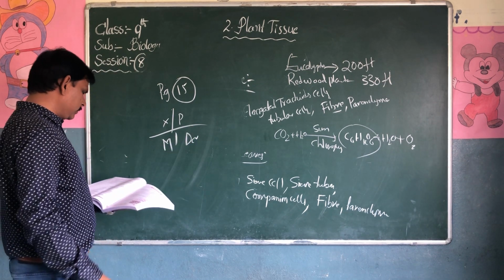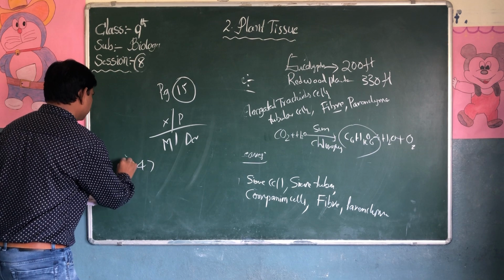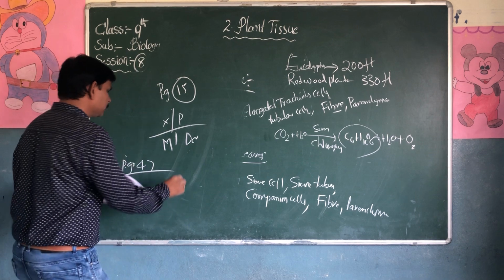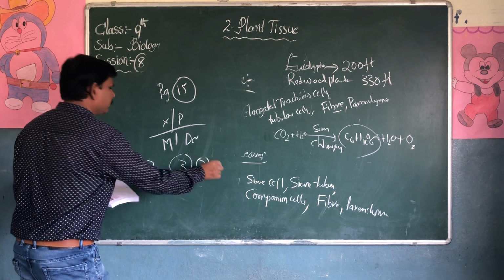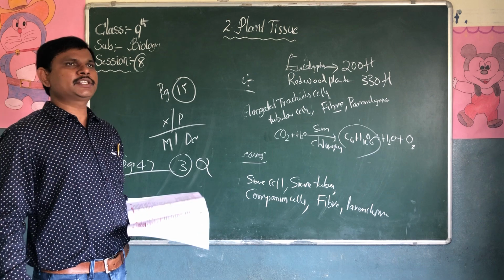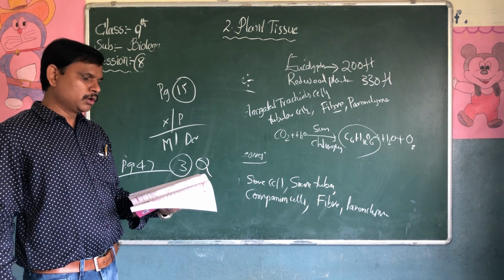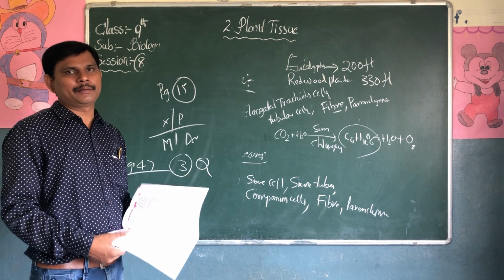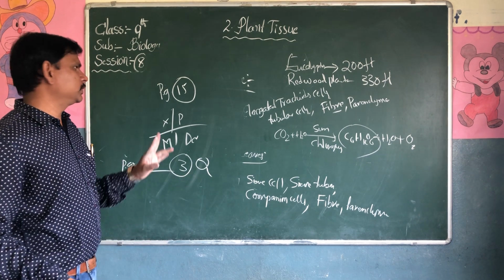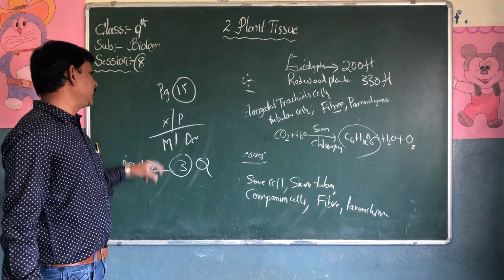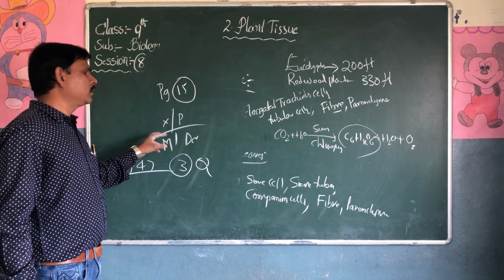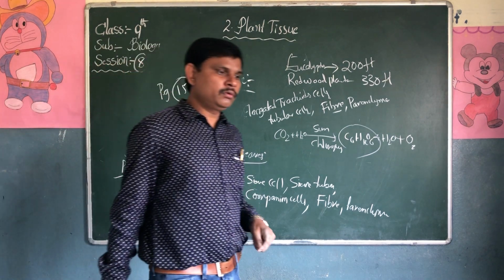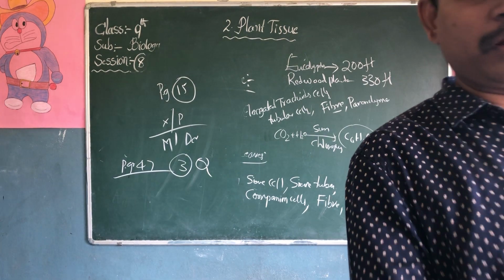Next, page number 47, question number 3. Describe the structure of parenchyma, collenchyma and sclerenchyma with the help of a diagram. Just three questions. Page number 15: difference between xylem and phloem, meristematic tissue, dermal tissue. Page number 47: the ground tissue, three different types of ground tissue. Thank you.